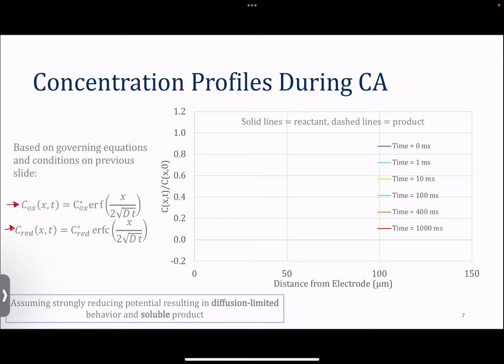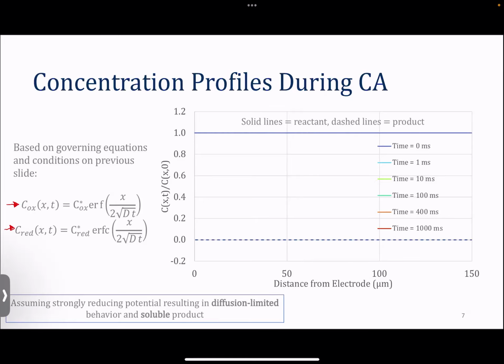This is under the case where we're taking a strong reducing step potential so that we're in the diffusion limited regime. And we're also assuming that we have a soluble product. In this plot here on the right, you're going to see lines plotted that are solid. Those are for our reactants, and you'll see lines plotted that are for the product, which are dashed lines. On the y-axis, you have the ratio of our concentration relative to the initial concentration, which if you recall, that's just the bulk concentration of our species. And then along the x-axis, we have the distance from the electrode.